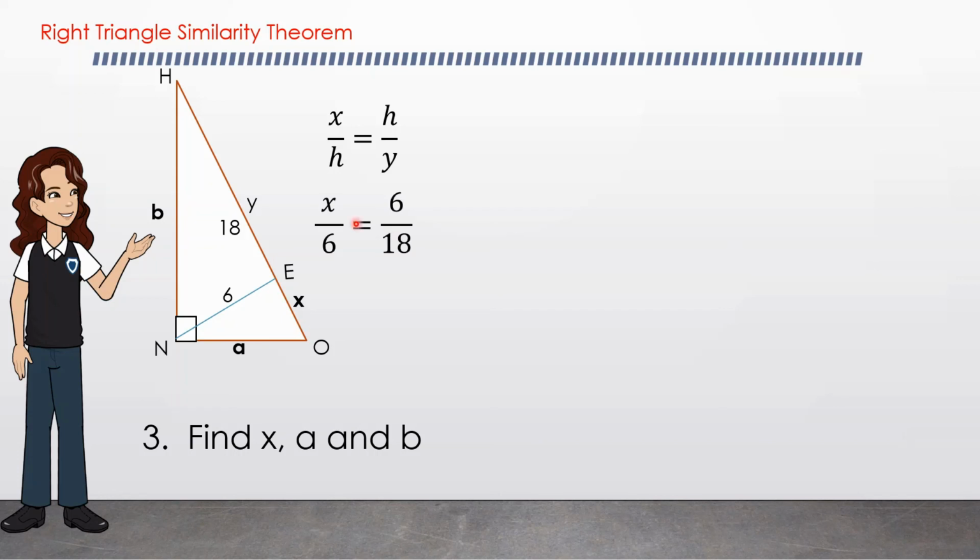So, we need to substitute. Our x is unknown. H is 6, okay? 6, and the other h is also 6 over 18 because y is 18. Then, we need to get the product. So, x times 18 is 18x. Then, 6 times 6 is 36. Then, divided by 18, our x now is 2.